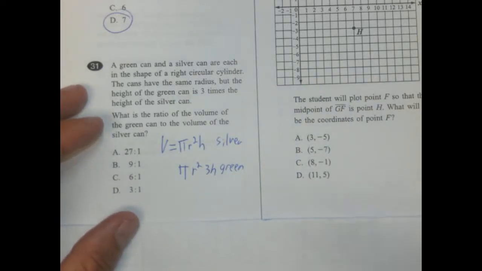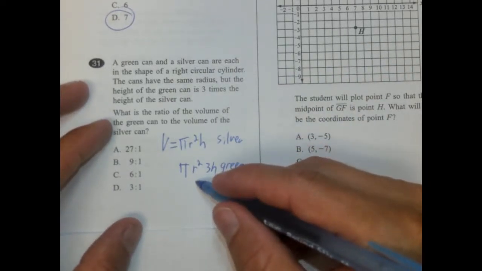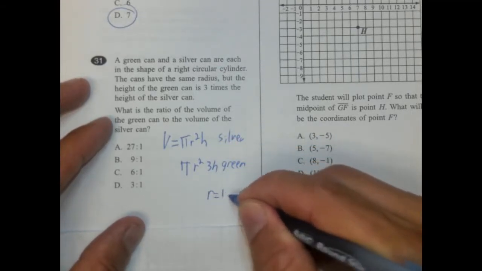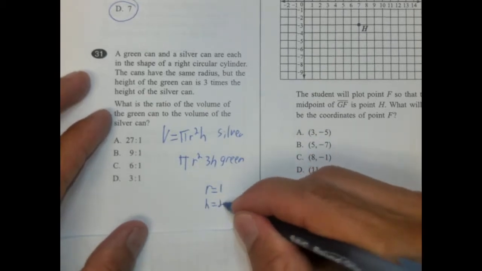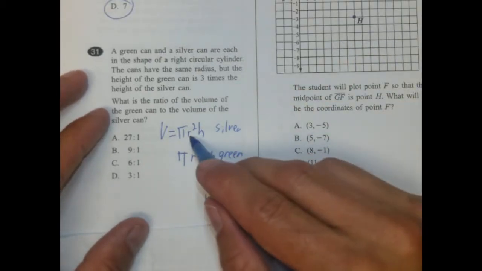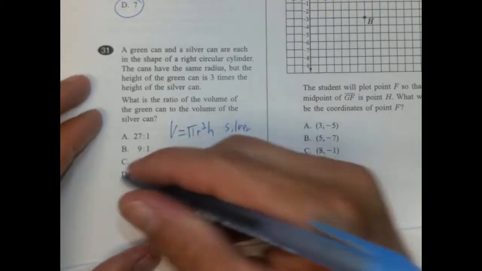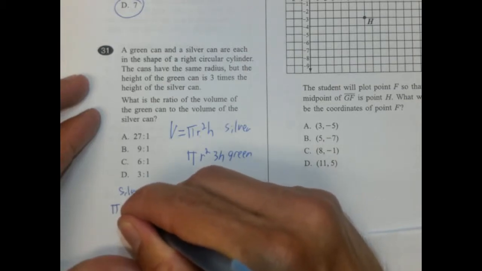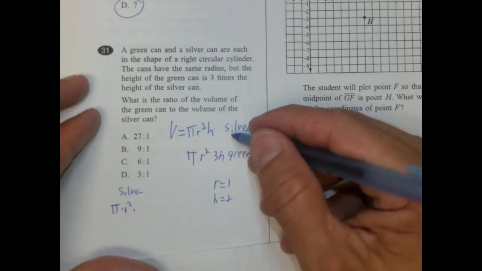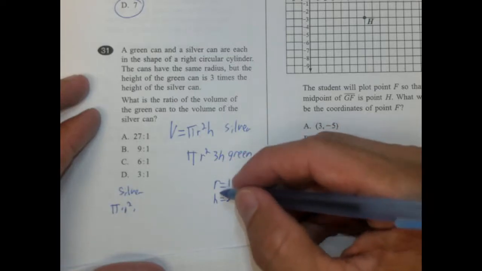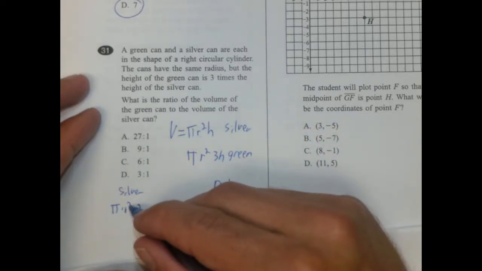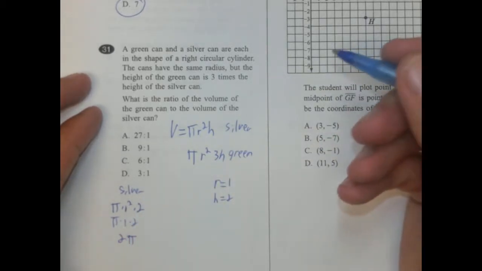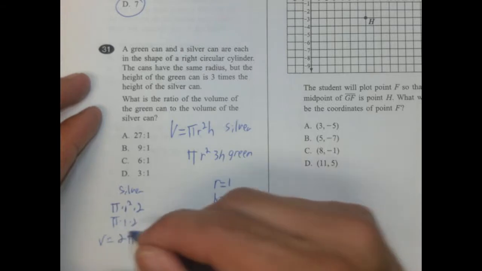So we're going to go ahead and give the radius, let's make it real simple. We're going to call that 1, and h is going to be 2. r is 1, h is 2. Let's see what happens here. I'm going to do the silver first. So pi times 1 squared, and the h is in this case going to be 2. So 1 times itself is 1. 1 times 2 is 2, so it's 2 pi. That would be the volume of the silver can.